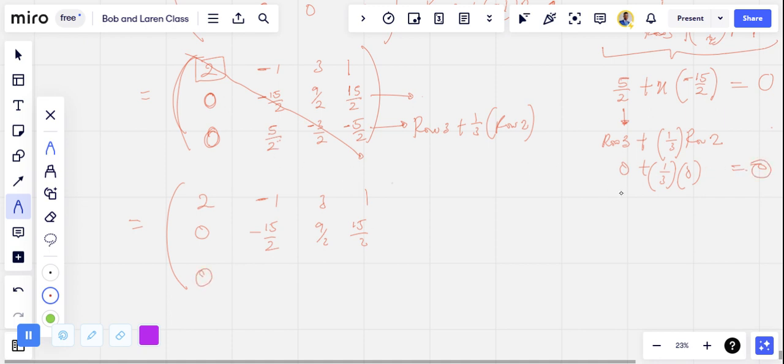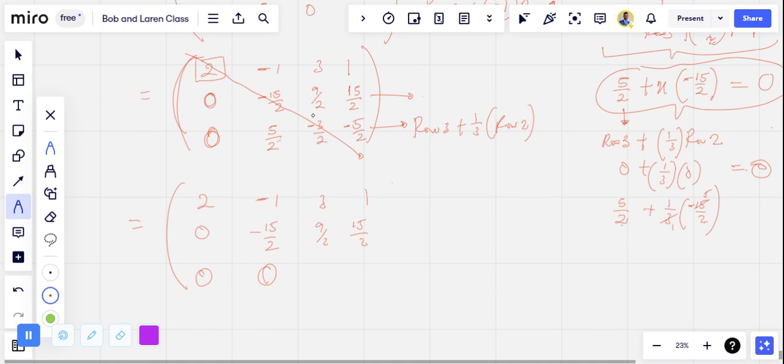Okay. So at 5 over 2, let's check. Row 3 is 5 over 2 plus 1 over 3 times row 2, the corresponding value for row 2 is minus 15 over 2. So 3 here 1, 3 here 5. It seems I have 5 over 2 minus 5 over 2. And that is 0 as well. Successfully, you see, it worked. This thing used to work most of the time. Just get used to it. That's all. So then I have minus 3 over 2 here.